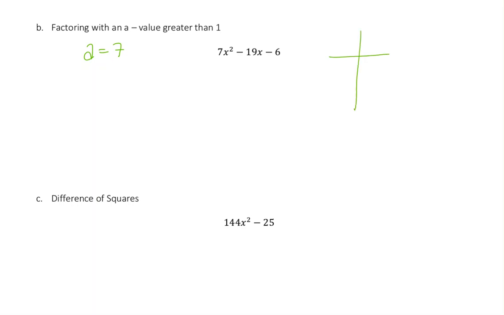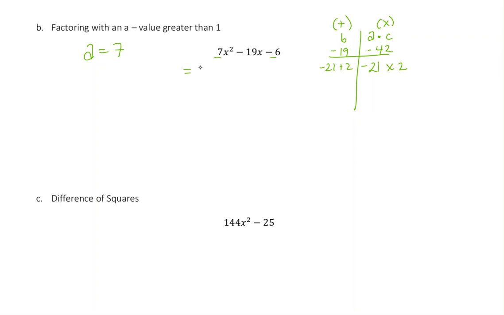Whenever a value was greater than 1, on the right side we did a times c. Well, that's 7 times 6, which is negative 42. And our b value is negative 19. So we're looking at values that multiply to negative 42 and add to negative 19. Those two would be negative 21 times 2 and negative 21 plus 2.